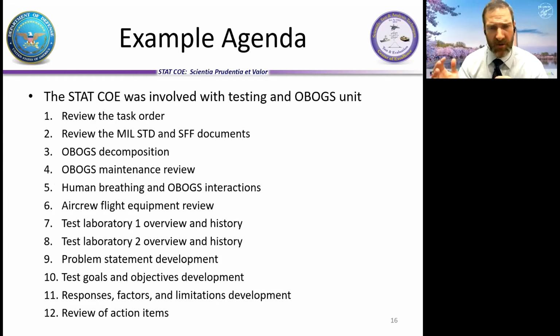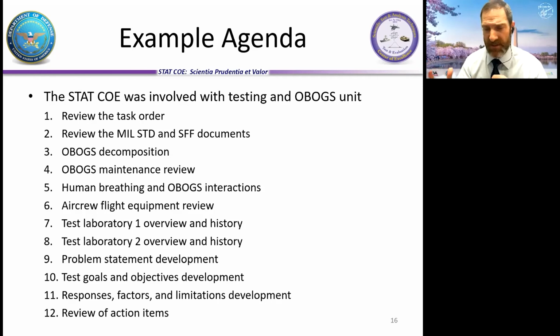We first got everybody together. This was a live meeting. Everybody got in the same room. All right, we reviewed the tasking order. What was the problem we were tasked to come up with? And we then came up with a very succinct problem statement that everybody in the room agreed on. All right, we reviewed the MIL standard that is required of oxygen supply systems, and then the SFF, a safe for flight document, right? These are two different things, but let's review them. What is required for the oxygen system for the MIL standard, and then what is required for something to be determined safe for flight, right?